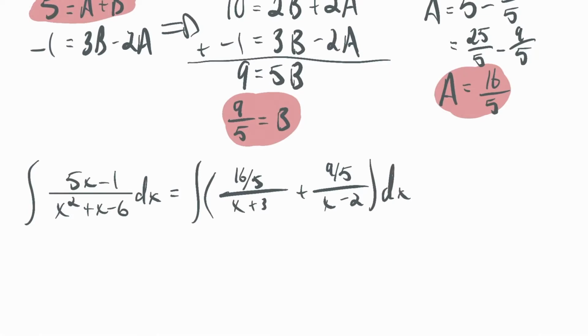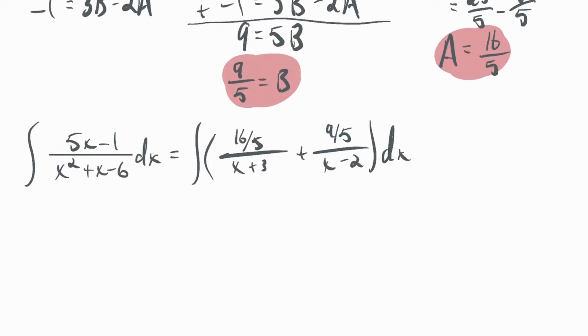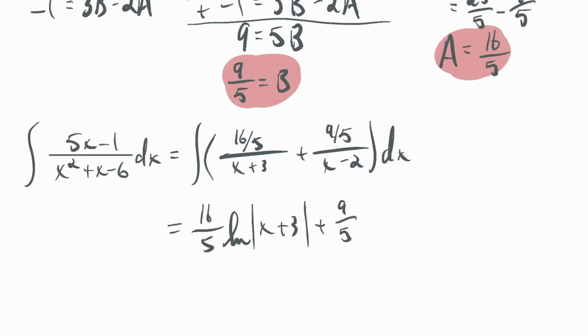dx. And again, if I want, I can separate these into two integrals and do the substitution, u equals x plus 3, v equals x minus 2. Handle them separately, but I feel like I don't need to do that. I know how this is going to play out. So this is 16 over 5 times ln of x plus 3 plus 9 over 5 times ln of x minus 2 plus c. And there we go. That is our antiderivative.